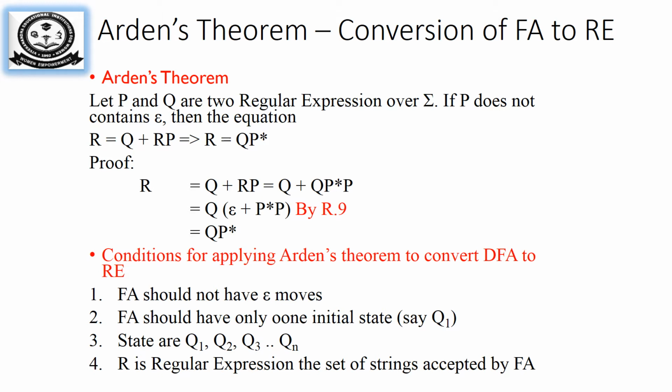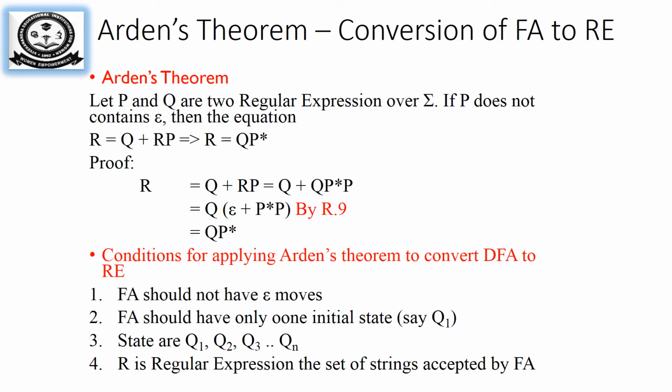Now to apply Arden's theorem for converting a DFA to a regular expression, it should satisfy certain conditions. First condition, your finite automata should not contain epsilon. Second, it should have only one initial state. It should not have more than one initial state. All the states must be finite, so it should have a finite number of states. The last one is that the regular expression must be expressed in terms of the set of strings accepted by the finite automata. That is, you will be expressing your states in terms of transitions.